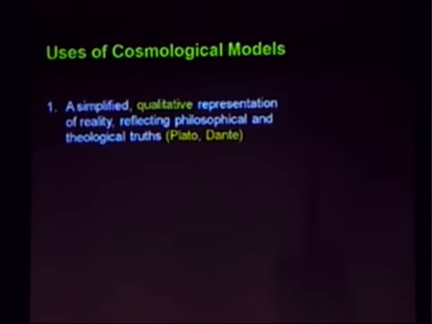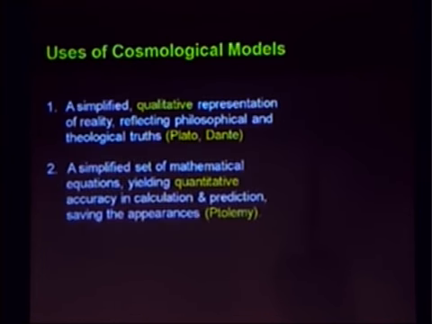So this raises the question, what is the use of a cosmological model? And there's two responses to it. The response by Plato and Dante was that a cosmological model is a simplified qualitative representation of reality reflecting philosophical and theological truths. Whereas Ptolemy would argue that a cosmological model is a simplified set of mathematical equations yielding quantitative accuracy, useful for calculation and prediction.